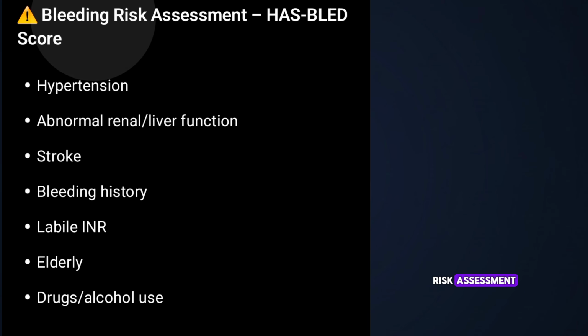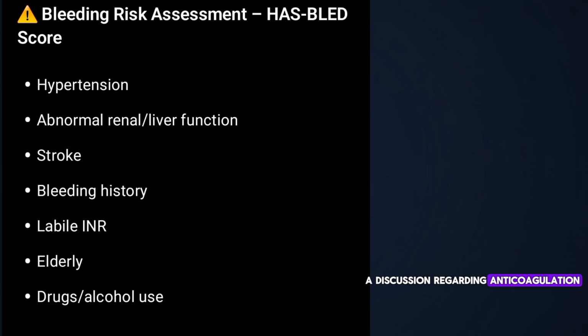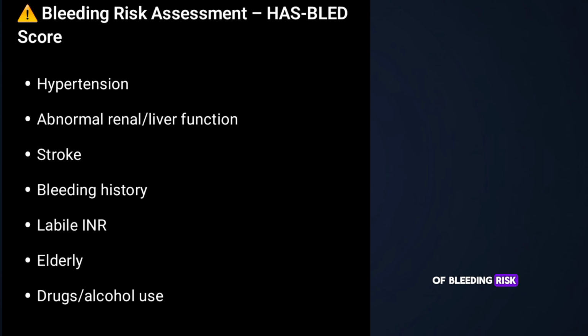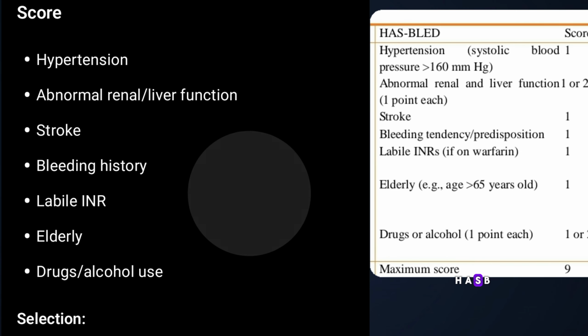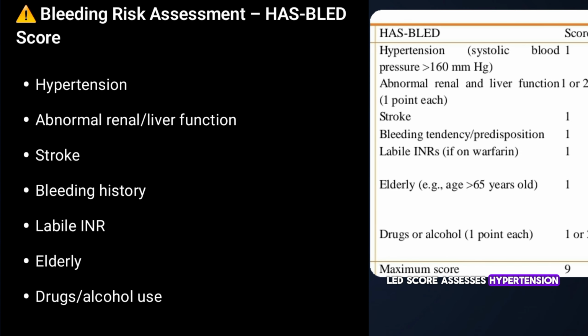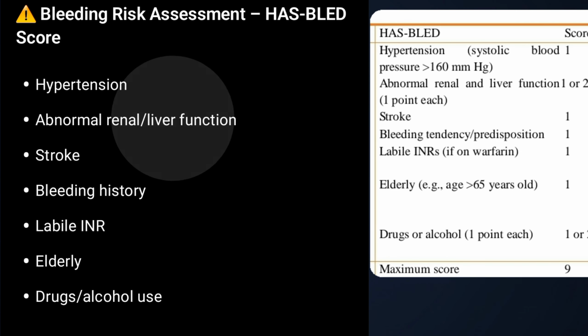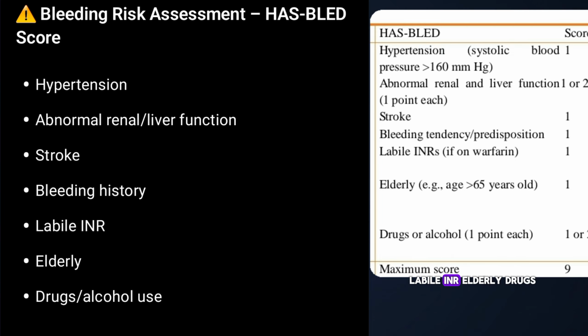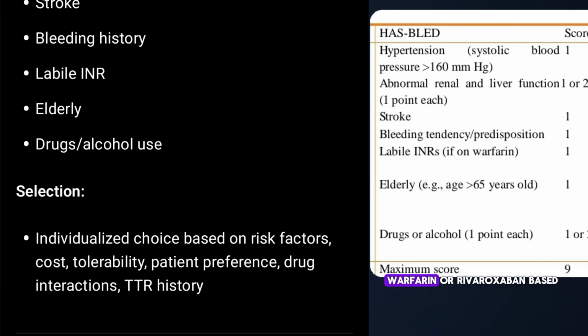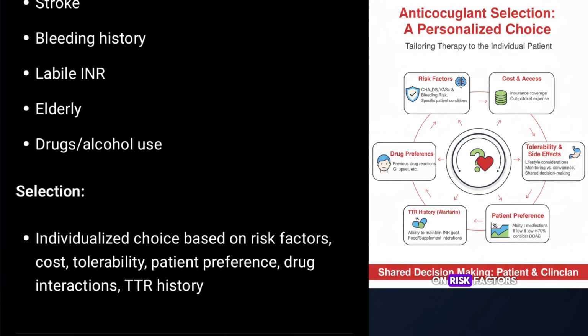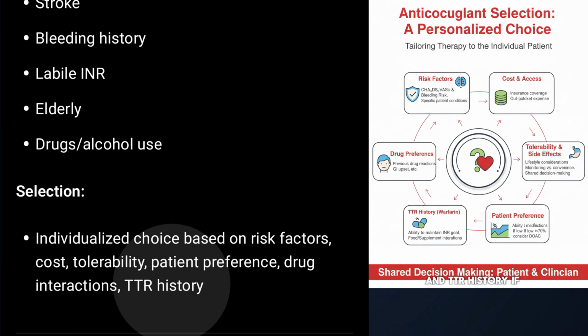Bleeding risk assessment. A discussion regarding anticoagulation must include an assessment of bleeding risk using the HAS-BLED score and shared decision-making. HAS-BLED score assesses hypertension, abnormal renal/liver function, stroke, bleeding history, labile INR, elderly, drugs/alcohol use. Selection. Individualize the choice, warfarin or rivaroxaban, based on risk factors, cost, tolerability, patient preference, potential for drug interactions, and TTR history if taking warfarin.